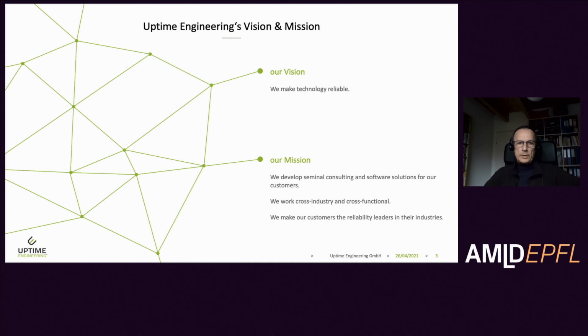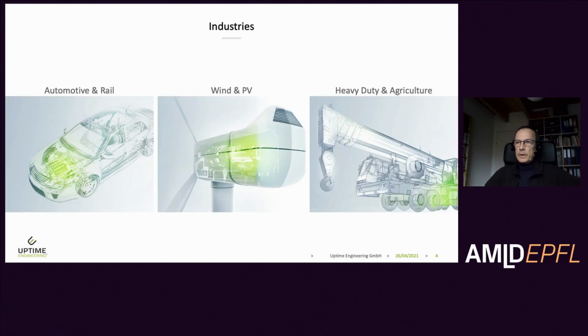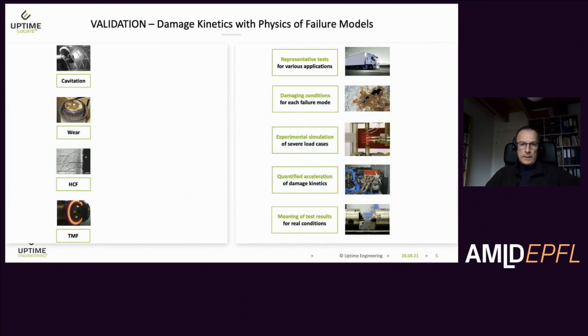Uptime's vision is to make technology reliable, and in order to do so, we develop consulting and software solutions for our customers. We work across industries, cross-functional, and our job is to make our customers the reliability leaders in their industries, which are automotive and rail, wind and photovoltaics, heavy-duty agriculture. As mentioned before, I'm going to talk a bit about methodology.